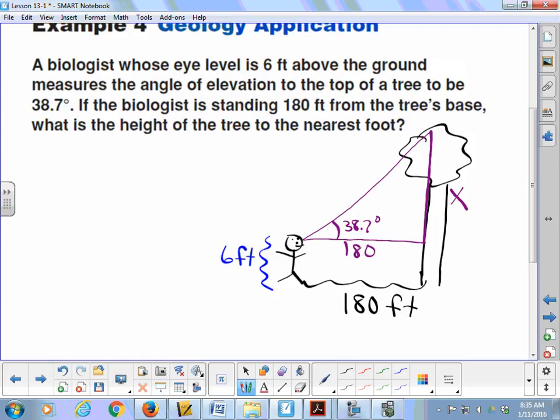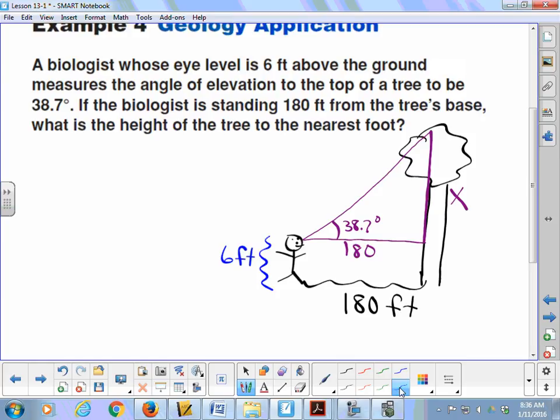Now, is that the height of the tree? No, it's not, right? Because we also have what included in there? The 6 feet. Right, the 6 feet. Because we have to take that into account, because the right triangle I have does not involve that 6 feet. So when we're all done, we're going to have to add that.